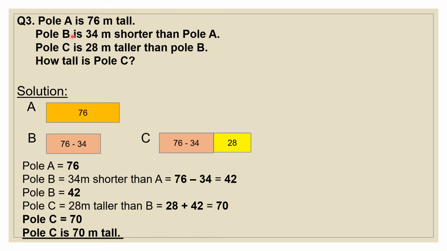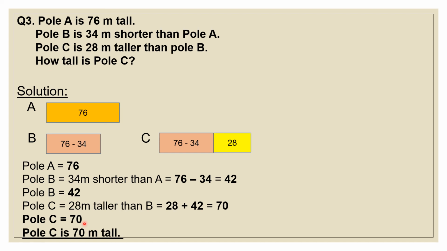Let's first find out the height of pole B. Pole A is 76 meters. Pole B is 34 meters shorter. That means 76 minus 34, which is 42. So pole B is 42 meters long. Now pole C is 28 meters taller than pole B. That means pole B is 42, and 42 plus 28 would give me pole C. So 42 plus 28 is 70. This is the height of pole C. So how tall is pole C? Pole C is 70 meters tall.